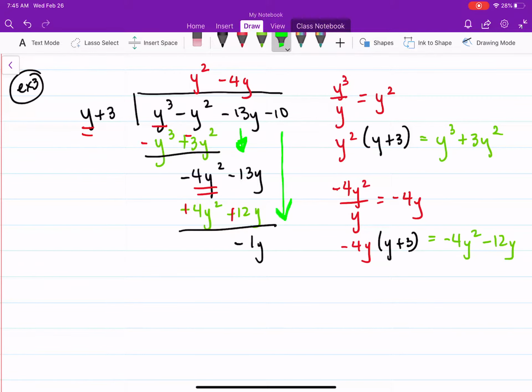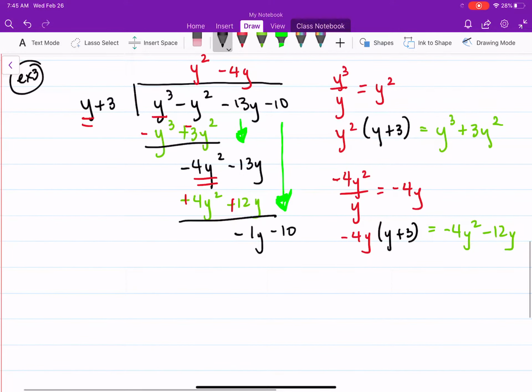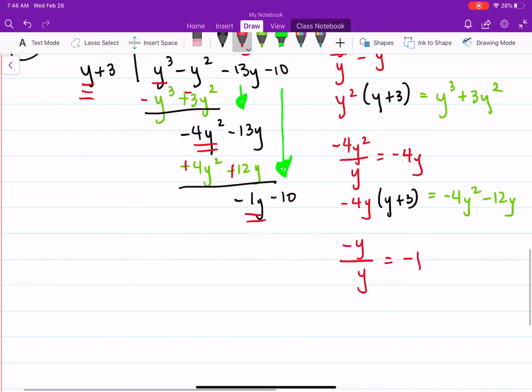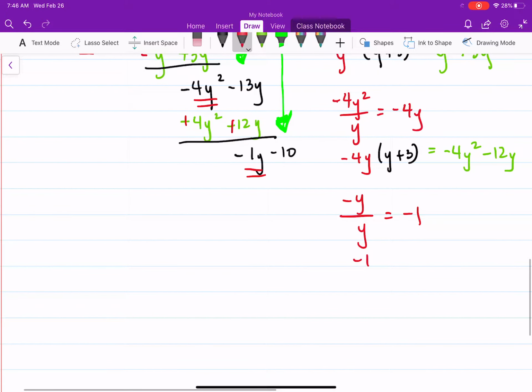And then the last step is to bring the next term down, I'm sorry. So now, let's go through the 4 steps again. How many times does y go into negative y? So I go negative 1y divided by y gives me a negative 1. So put down negative 1. Step 2, we multiply. So we're going to say negative 1 times y plus 3. And that's going to equal negative y minus 3. So we put that down, negative y minus 3.